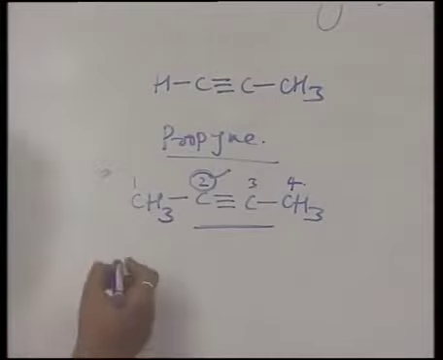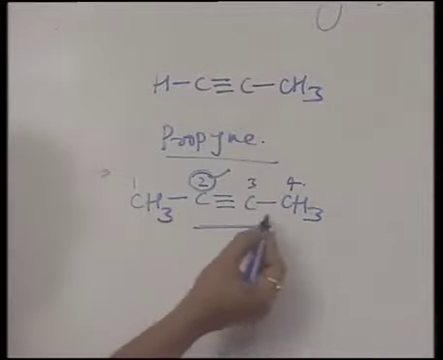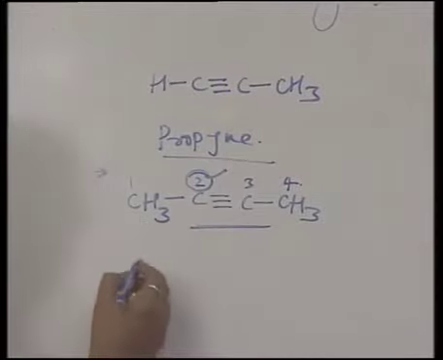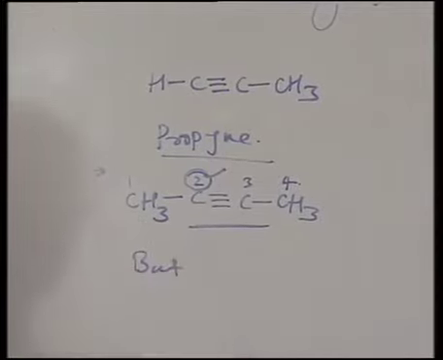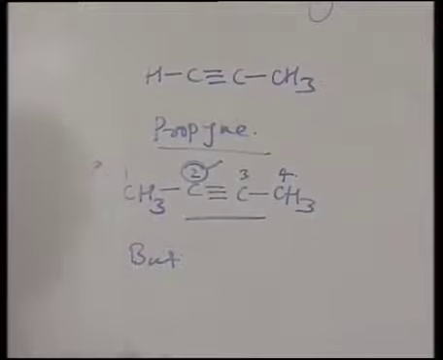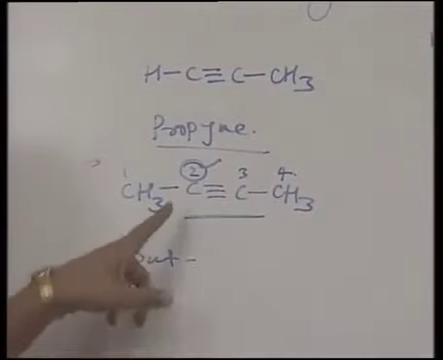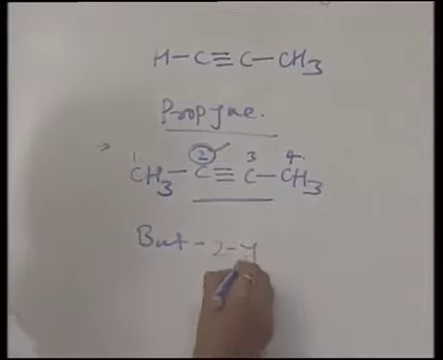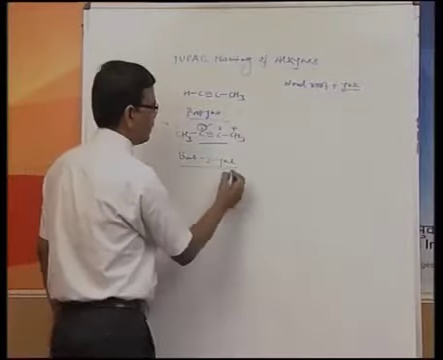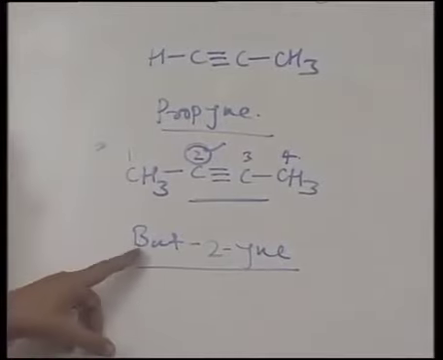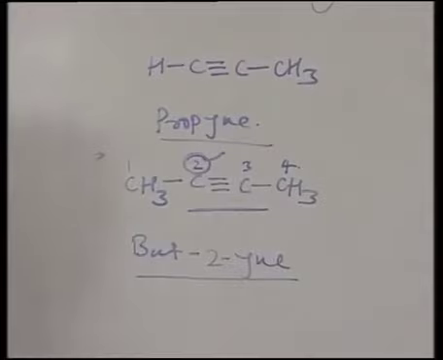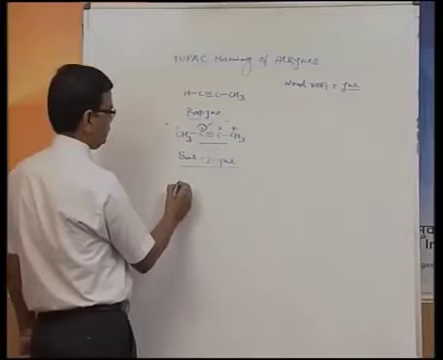As per the rule, we just write the word root for the number of carbon atoms. Here there are 1, 2, 3, 4 carbons, so the word root will be but, and then the position we have to write, 2, and then the last word YNE. That is, the IUPAC name for this compound will be but-2-yne.